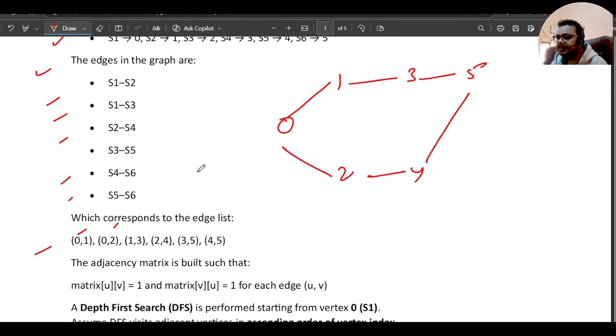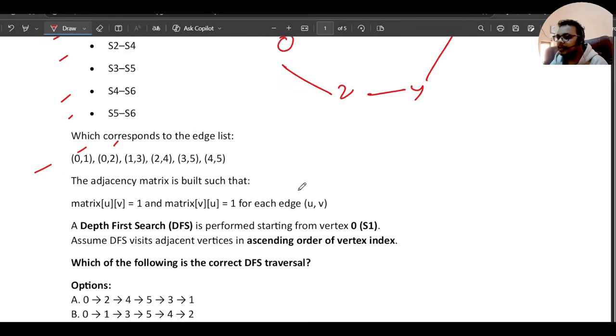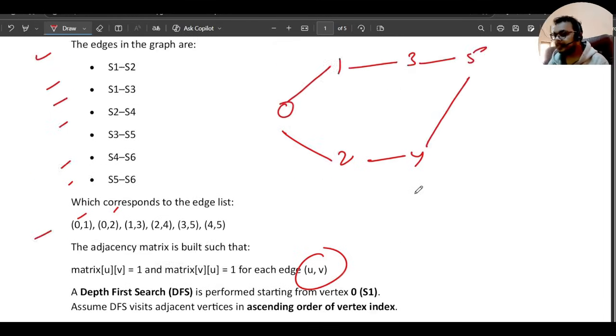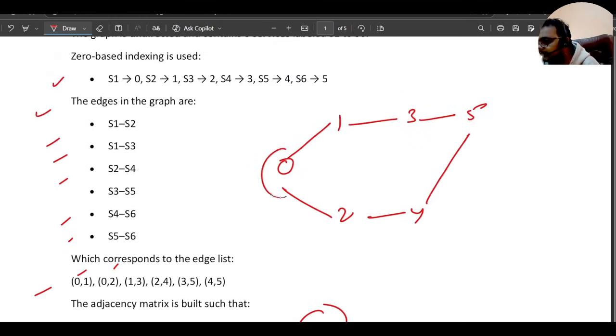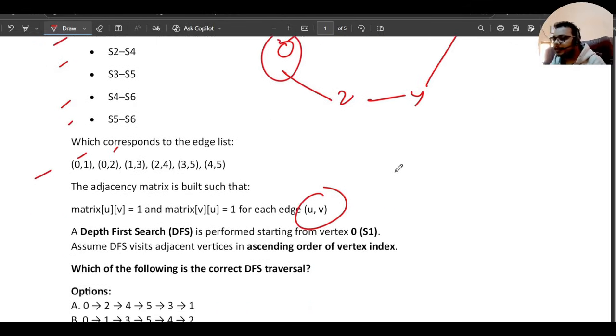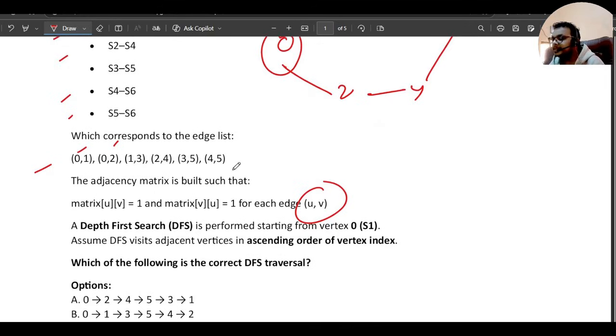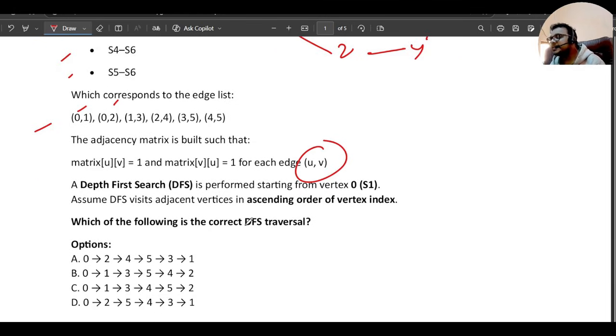The adjacency matrix is built such that matrix of u and v equals 1 and matrix of v and u equals 1 for each edge u and v. This is the basic property of an undirected graph. A DFS is performed starting from vertex 0. So they are saying from vertex 0 we are doing a DFS. Assume the DFS visits adjacent vertices in ascending order of vertex index. Which of the following is the correct DFS traversal?